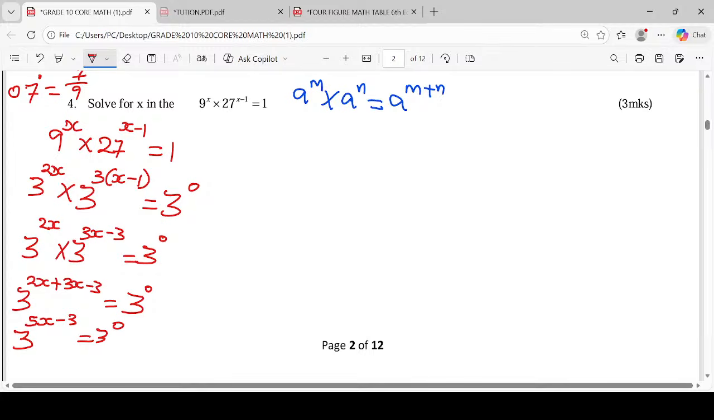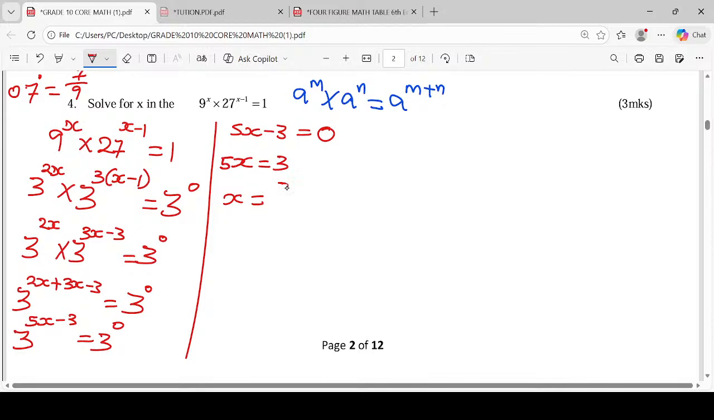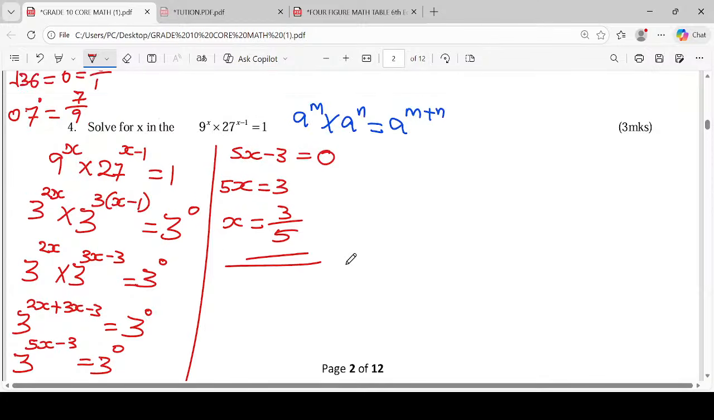Then we have a law that says when the bases are equal, you drop the bases and proceed with your powers. So when you apply that rule, this will now be 5x minus 3 being equal to 0. It will mean that 5x is equal to 3. Then x will be equal to 3 over 5. Our x, in this case, is equal to 3 over 5, and that becomes the answer to that particular question.